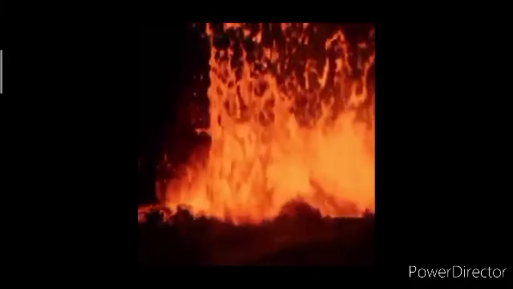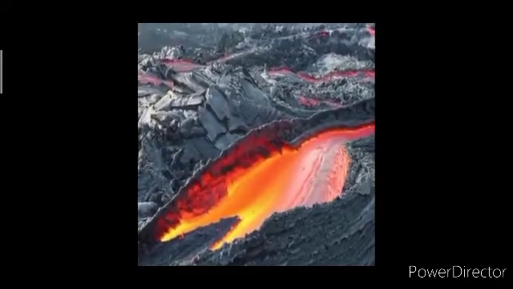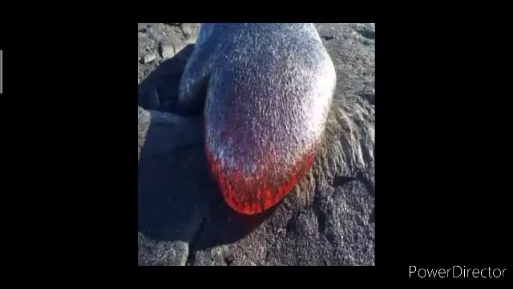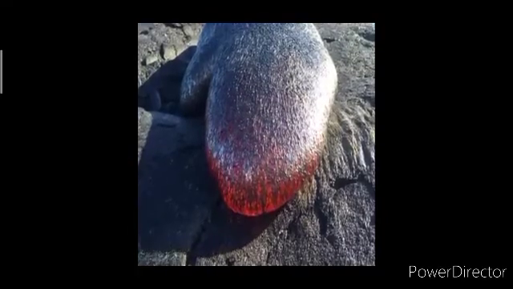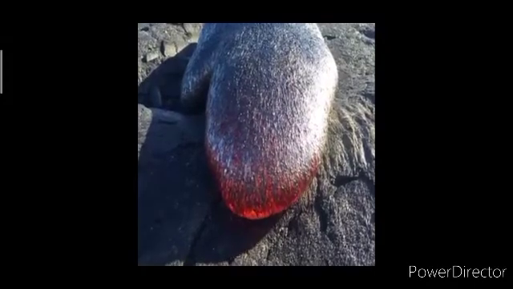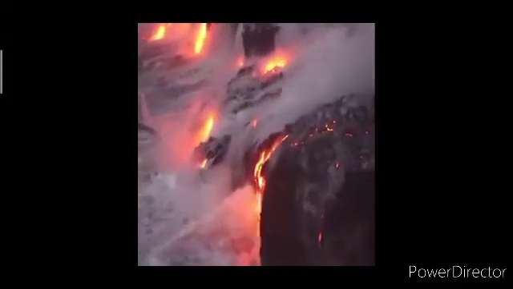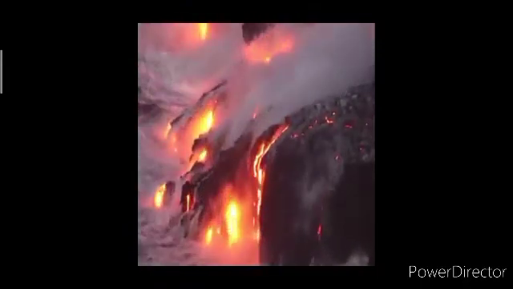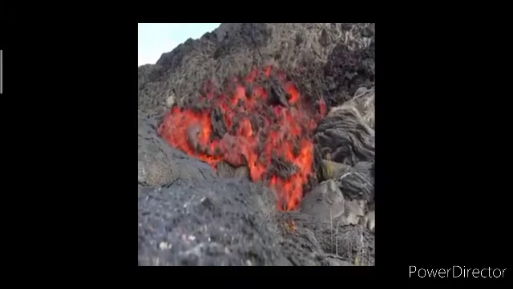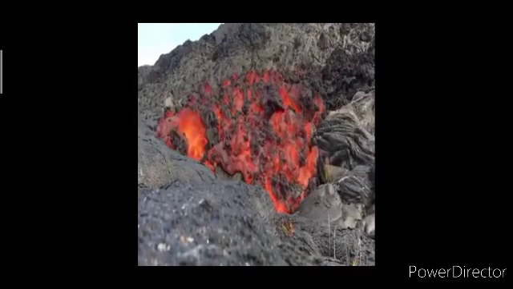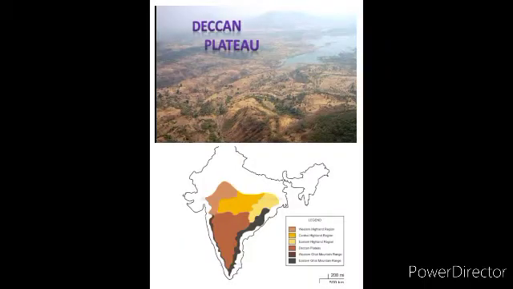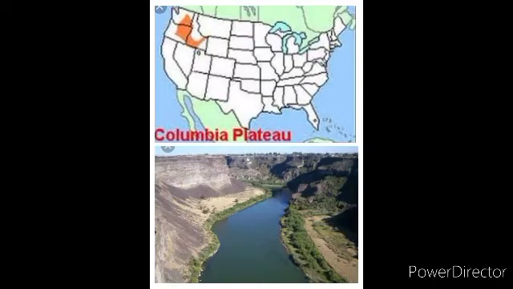Volcanic plateaus. Volcanic plateaus are formed by volcanic activity. Molten lava may come out slowly from cracks on the Earth's surface due to volcanic activities. These cracks are called fissures. Sheets of basaltic lava are spread upon one another to form a lava plateau. Examples of volcanic plateaus are the Deccan Plateau of India and the Columbia Snake Plateau of the USA.